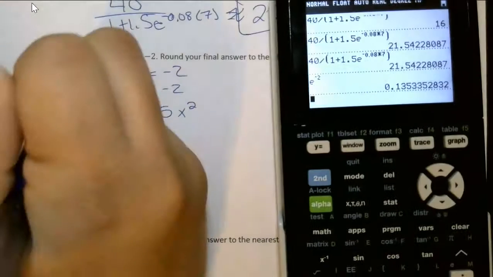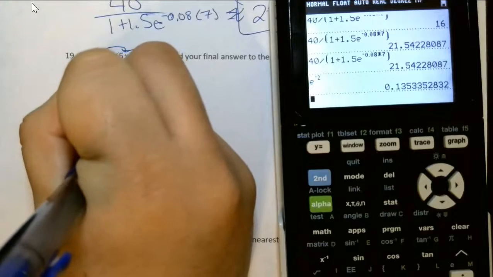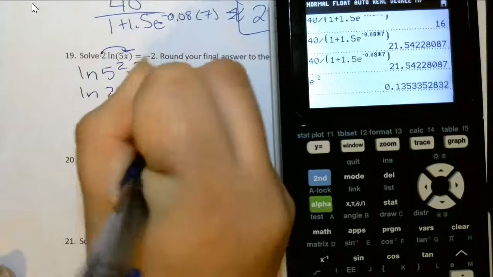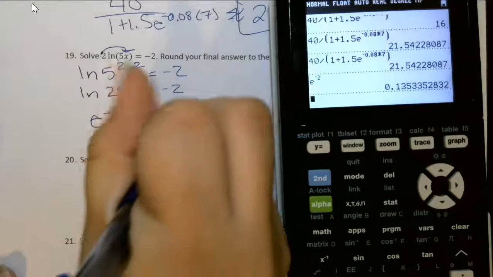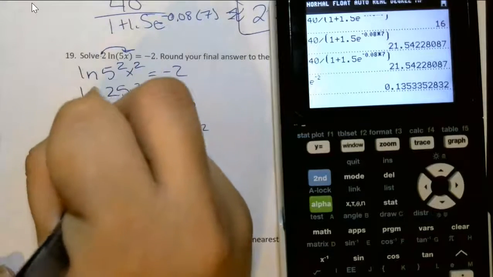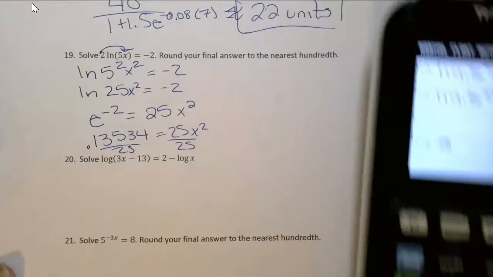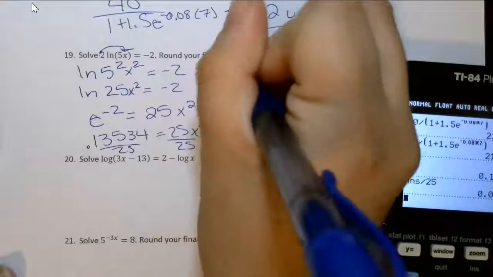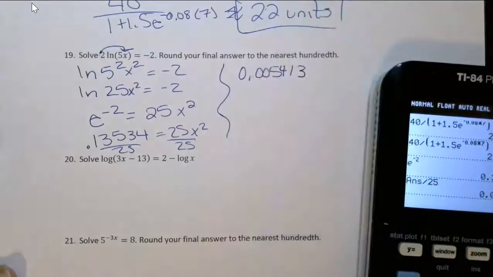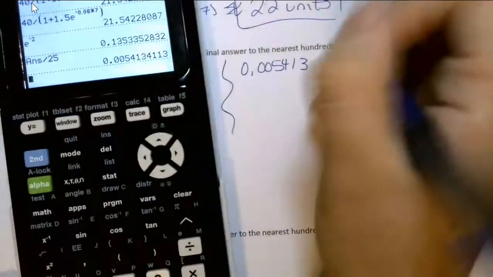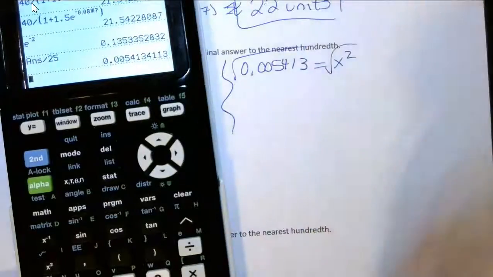I am going to approximate this on my paper, but leave that in the calculator. So I have 1.35, we'll do 34, equals 25x squared. Then what I want to do next is divide both sides by 25, which gives me 0.005413. It equals x squared. So I need to take the square root of that.